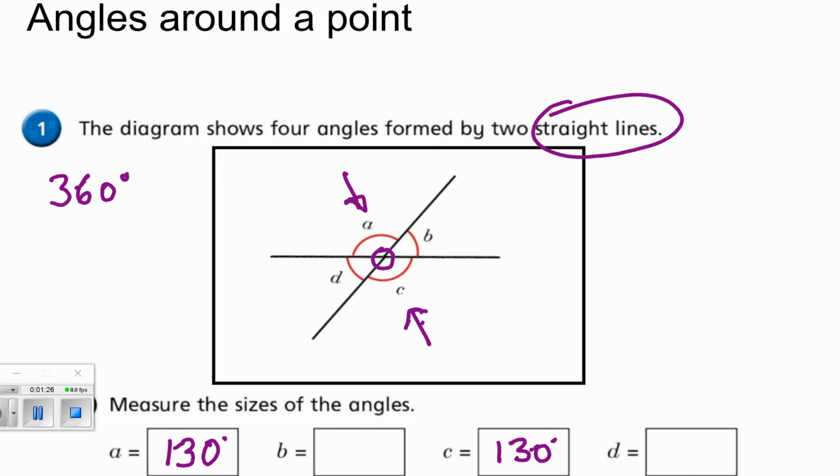You should satisfy yourself that they're both obtuse angles, so they're bigger than 90 degrees. B and D are also going to be equal to each other, and in this case you could already work out that B and D have to total 100, because 130 plus 130 is 260, and if we subtract that from 360 we get 100, and that 100 needs to be split between D and B. So B is 50 and D is 50.